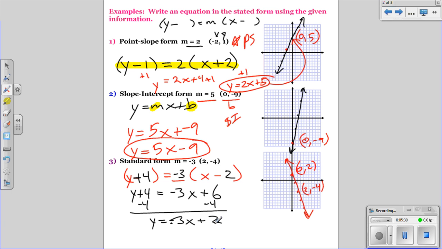And notice we could see that in the y equals mx plus b form. Okay, so I really want you to start to see the connections between these equations. And again, we pick the equation that fits our use the best.